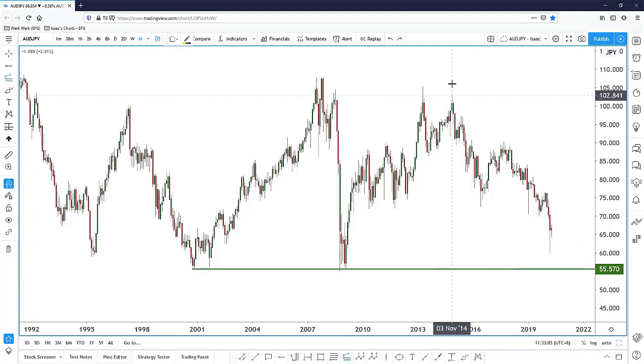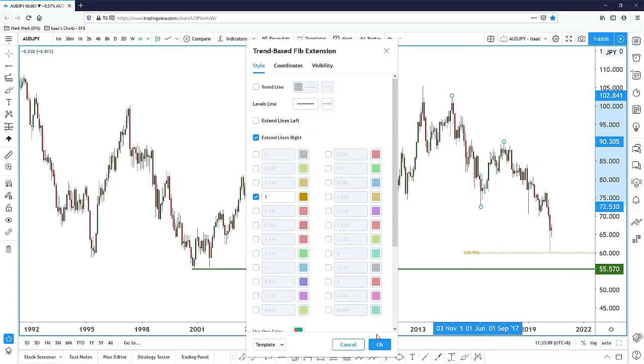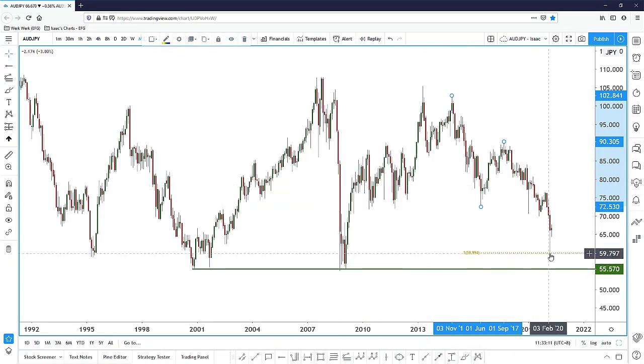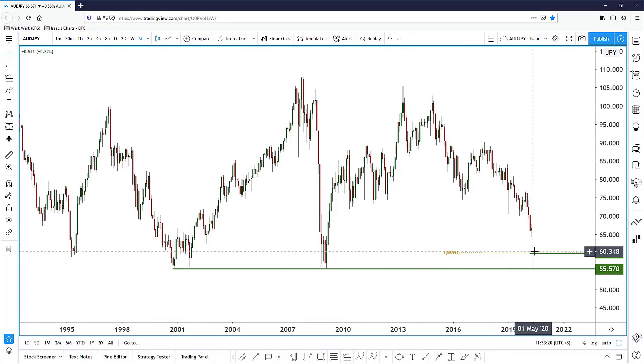Now for our extension, we take this zigzag pattern from the swing high to the middle point here and to the other point here. And we see that actually price has reacted right at the one times, right? This is 100%. So this could also be a key long-term support level before this.